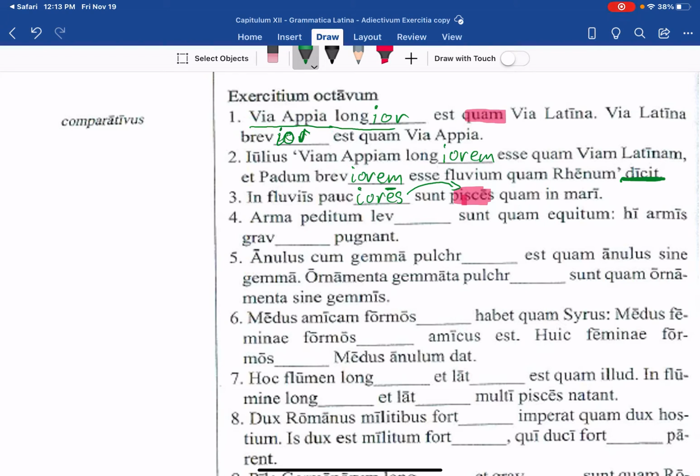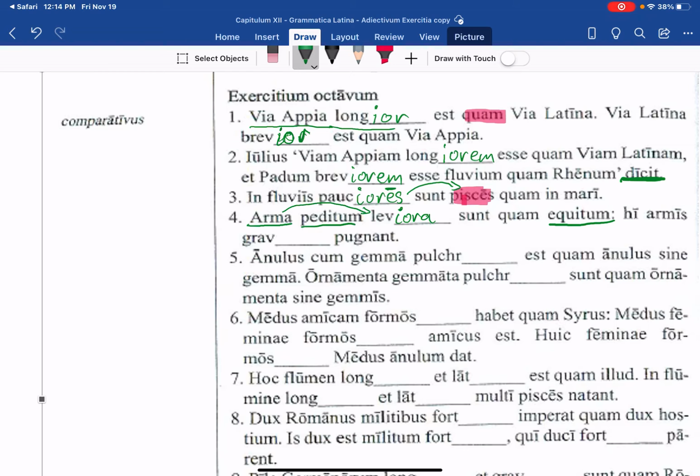Arma peditum blank sunt, number 4, quam equitum. Hi armis blank pugnant. So this is a comparison. It's saying that the arma of the foot soldiers are lighter than the arma of the cavalry. So leviora. And this is an instance where it's a neuter nominative plural, because arma is actually a neuter nominative plural, not feminine. The weapons are lighter. So leviora is what we use instead of leviores. Quam equitum, hi armis blank pugnant.